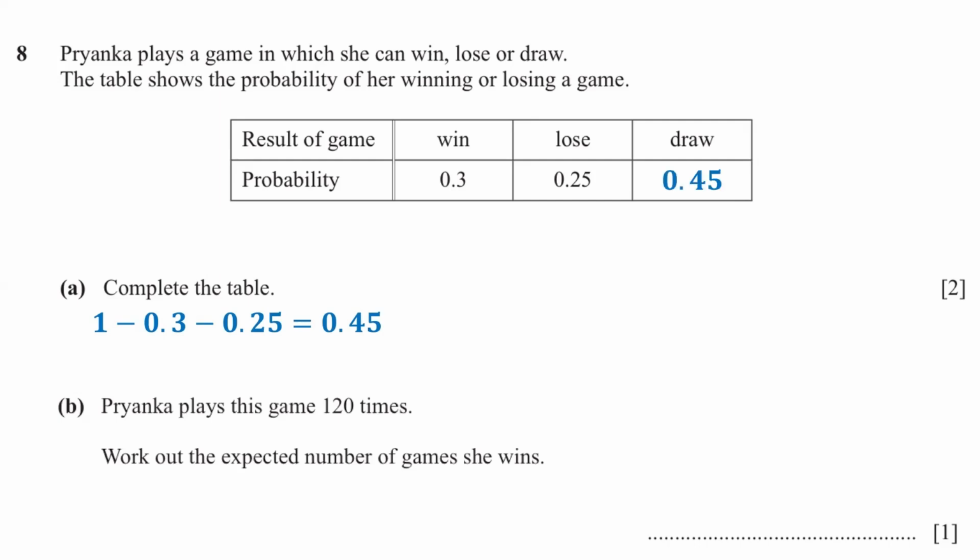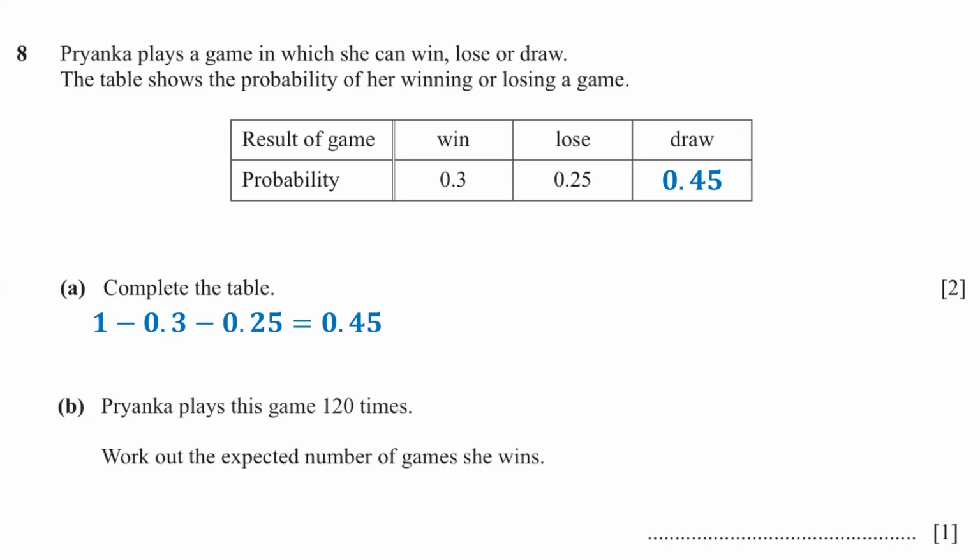The completed table looks like this. Win 0.3, lose 0.25, draw 0.45. For part B, we need to find the expected number of games Priyanka wins out of 120 plays.